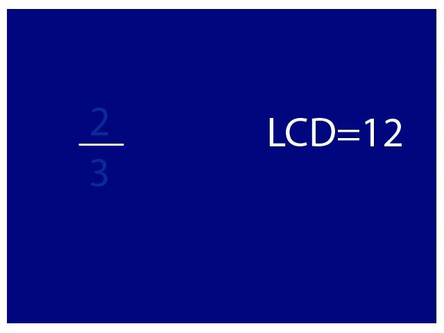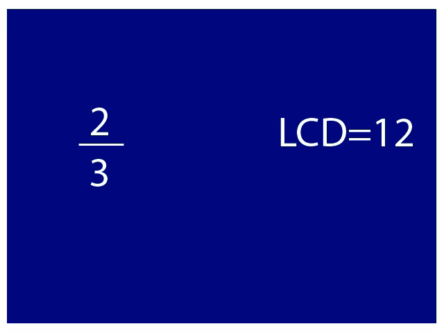Let's take a quick look at our original equation. We are adding 2/3 and 3/4, and we know that the LCD is 12. The next step is to convert both fractions to fractional equivalents with 12 as the denominator. Let's look at the fraction 2/3. We know that we must multiply 3 by 4 to get 12.